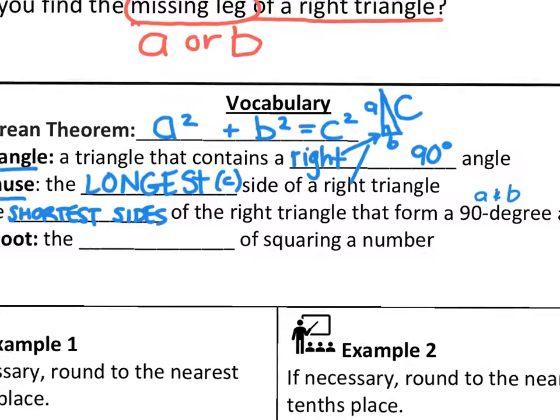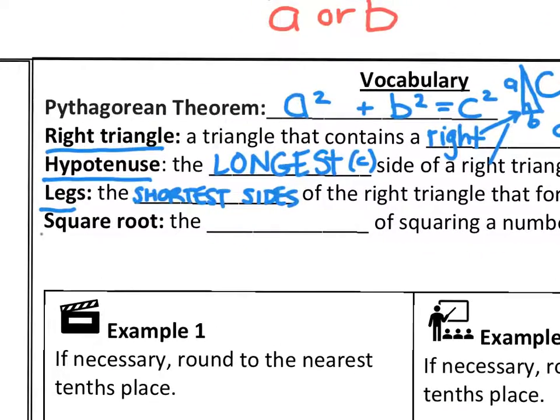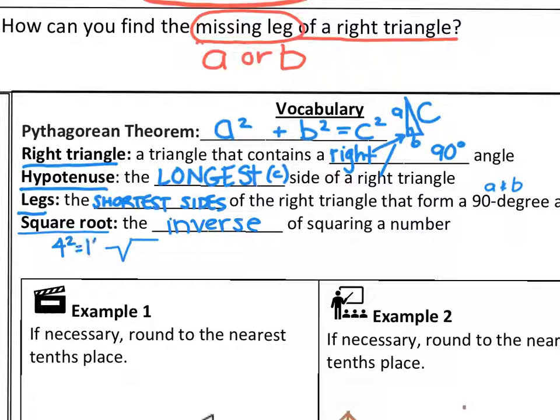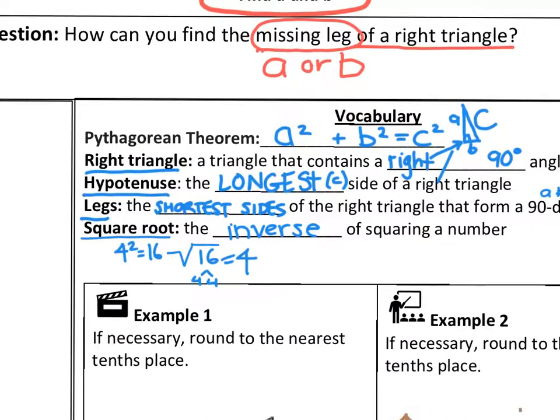And lastly, let's talk about a square root. So everybody go ahead and draw the square root sign. And the square root is the inverse of a squared number. The inverse of a squared number. So if we have the squared number 4 squared, which equals 16, to undo it, we would do the opposite by breaking it down, which would be 4. So again, the Pythagorean theorem is our a squared plus b squared equals c squared.